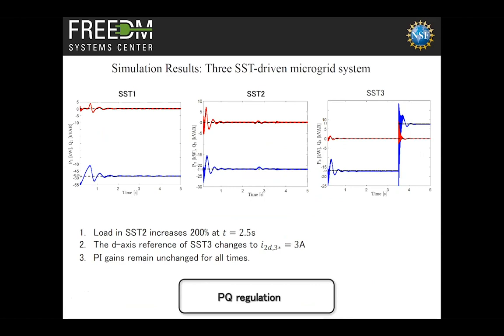We did some simulations. I think the simulation was done on a 3 SST system, and the load was suddenly and unpredictably increased to 200% of its previous value. By applying our multivariable PI controllers, we could show that with a reasonably good amount of transient performance, all the SSTs are able to do primary control by tracking voltages and currents the way they are supposed to.